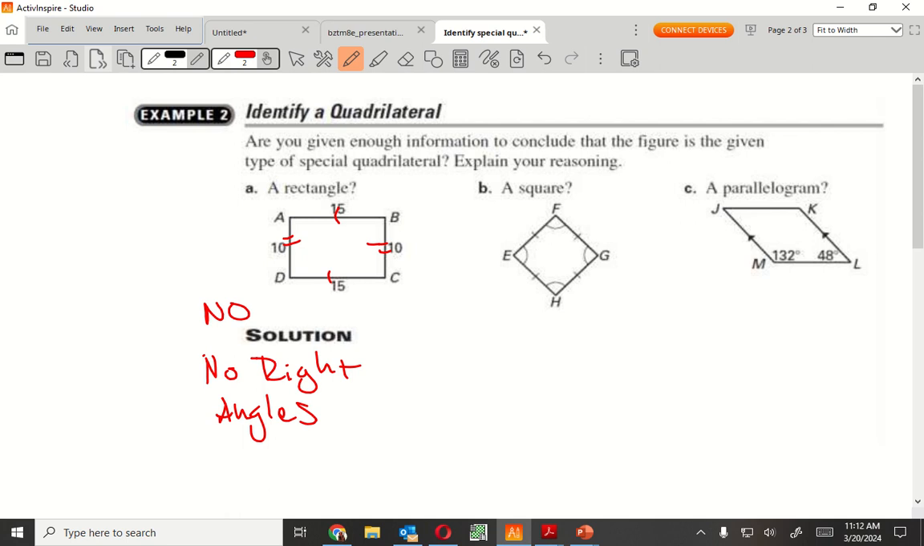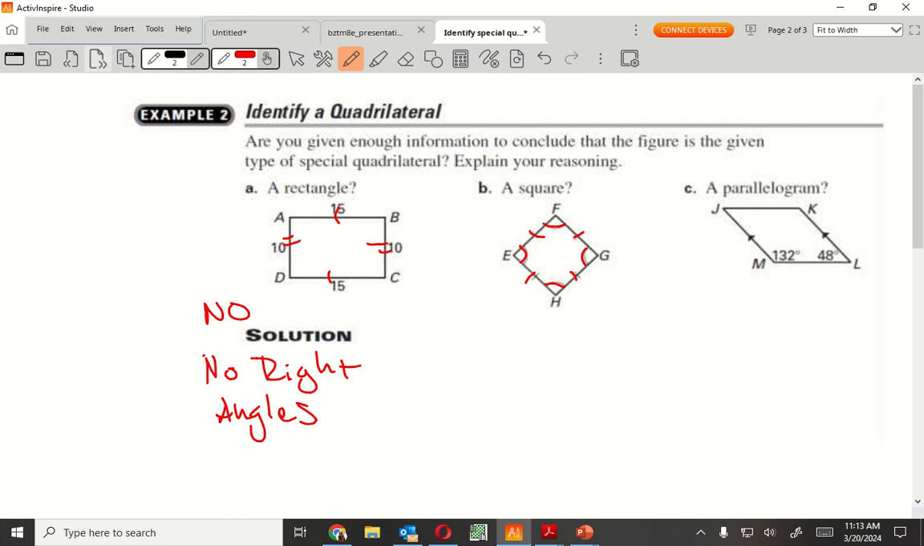Okay. Let's look. Are all the sides the same? Yeah. So that's good. So it's either a rhombus or a square now. But what does this arc right here mean? They are all congruent. They're all the same, right? If they're all the same, what do all of them have to be? 90 degrees. They all have to be 90, because if they're all the same, they all have to be 90.